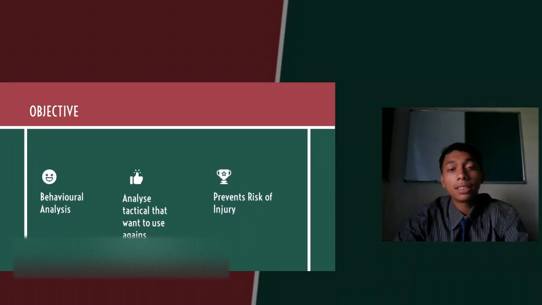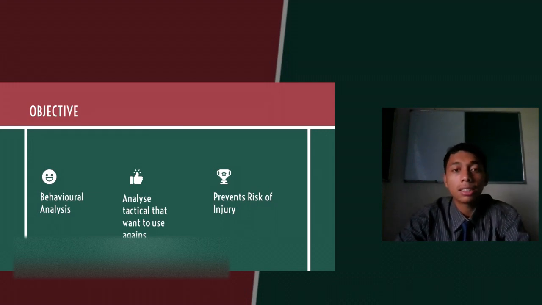Next is analyzing the tactics that you want to use against the opponent. It is possible to analyze more than just your own team. Reviewing footage can assist you in spying on the opposition and understanding how they play their game. Learning their game can help you develop effective counter strategies. You can identify their weaknesses and devise a strategy to strengthen your defense. Furthermore, you can identify and exploit their flaws.